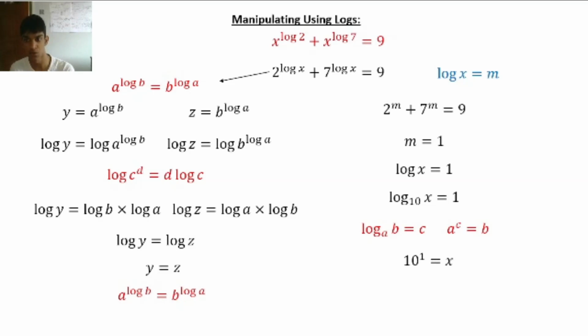So when we use this, a is 10, c is 1, and b is x. And so x is simply 10 to the power of 1, and this is 10. And that's the answer to the question.